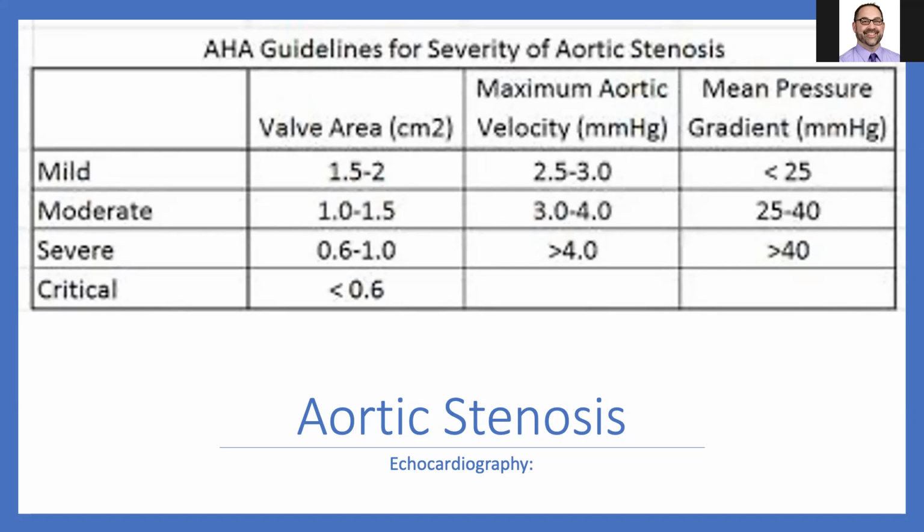You'll look at a lot of echoes and they'll say moderate to severe aortic stenosis. You need to see what that valve area is. If it's less than 1, it definitely needs evaluation by a valvular specialist. Then also look at the velocity and the mean pressure. If the maximum aortic velocity is greater than 4, so there's a lot of pressure coming through that valve, or the mean gradient pressure is greater than 40. Critical aortic stenosis is less than 0.6, but those patients are usually severely symptomatic at that point.